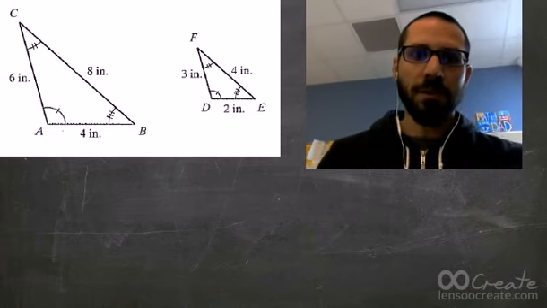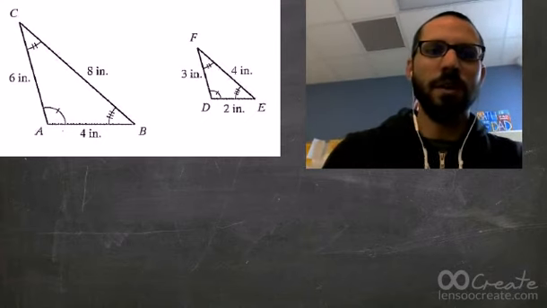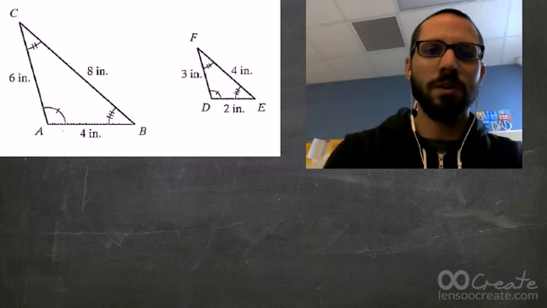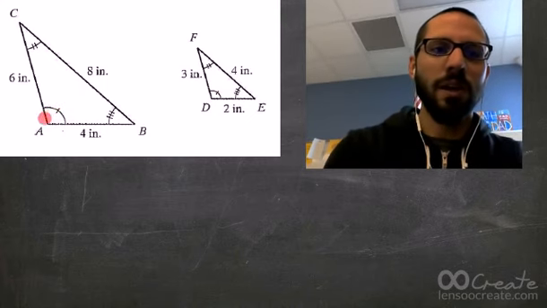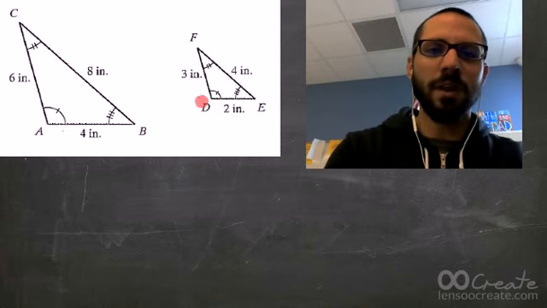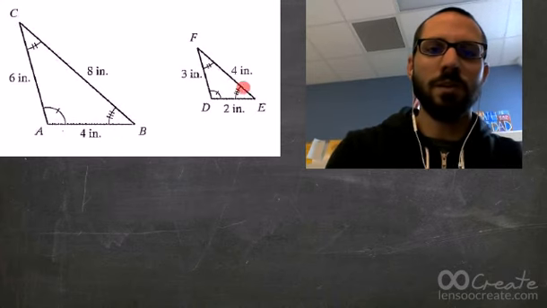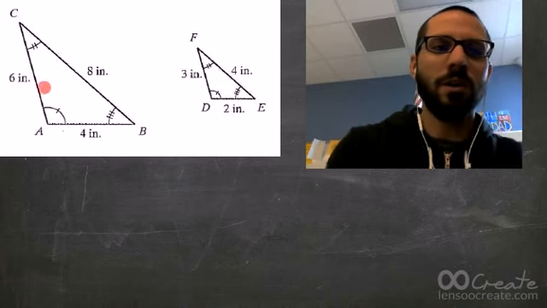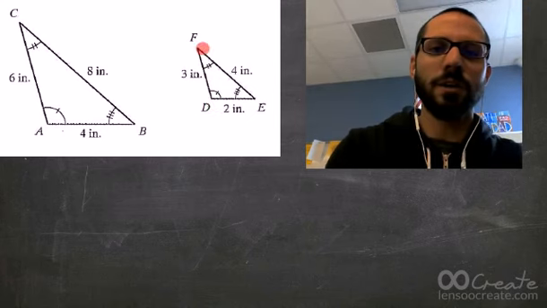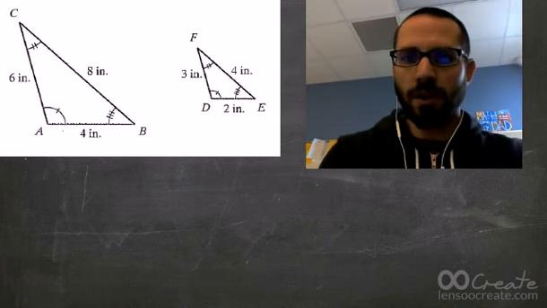All right, in geometry, triangles are similar if they have all congruent angles. Angle A has a tick mark, it's congruent to angle D. Angle C is congruent to angle F, and angle B is congruent to angle E. So because all of the angles of the triangles are congruent, that means the triangles are similar.